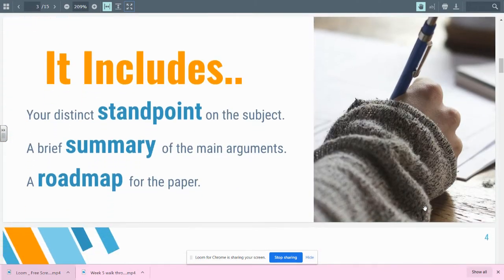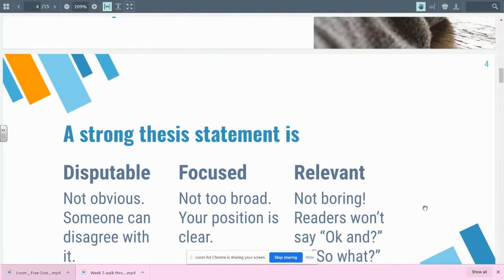So it's very important. All right. So it includes your distinct standpoint on the subject. What are your opinions? Okay. A brief summary of the main arguments. And a roadmap for the paper. So when you have a thesis, you need to make sure that you are answering the whole question, okay, that you have stated what your opinion is and why you have that opinion, okay?